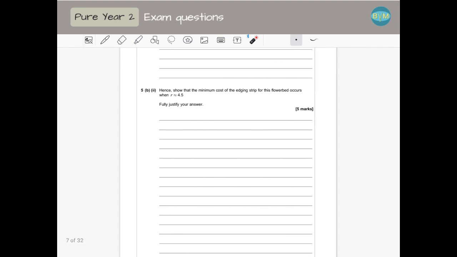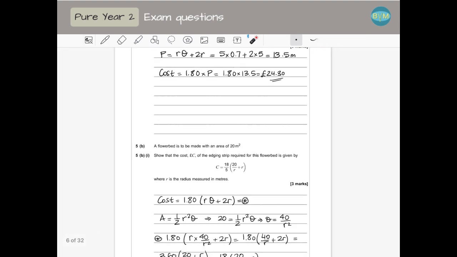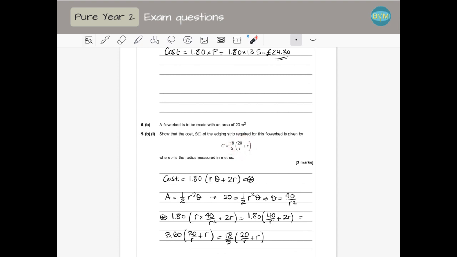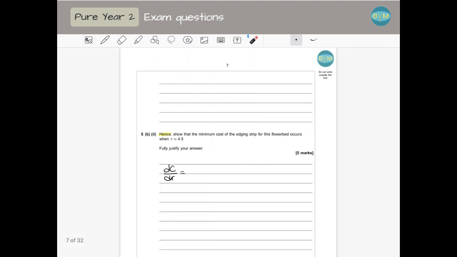Then it says, hence, so we are going to use that expression, show that the minimum cost of the edging strip for the flower beds occurs when r is 4.5. So we have to find the minimum cost. To find the minimum cost, we are going to differentiate the cost, and we have this expression here. To differentiate it, we can differentiate it like it is, or we can maybe multiply the coefficients, because maybe you find it easier. So we can rewrite the expression. If we multiply the coefficients, we have something like this, just expanding the bracket, just in case it's easier for you.